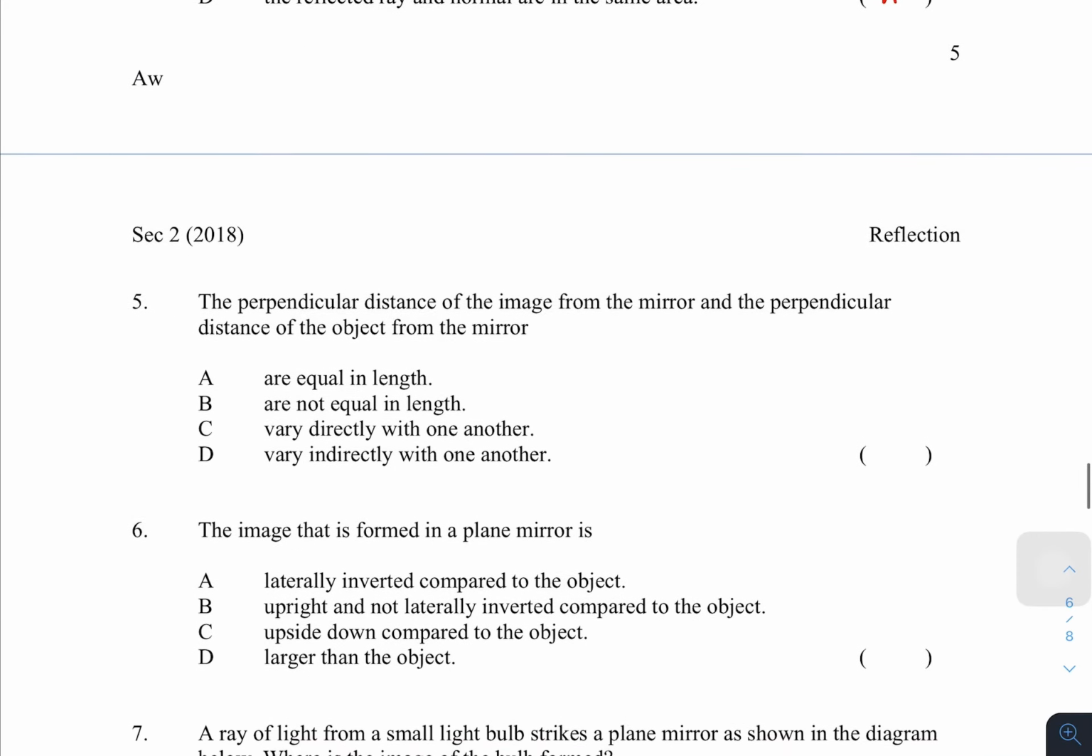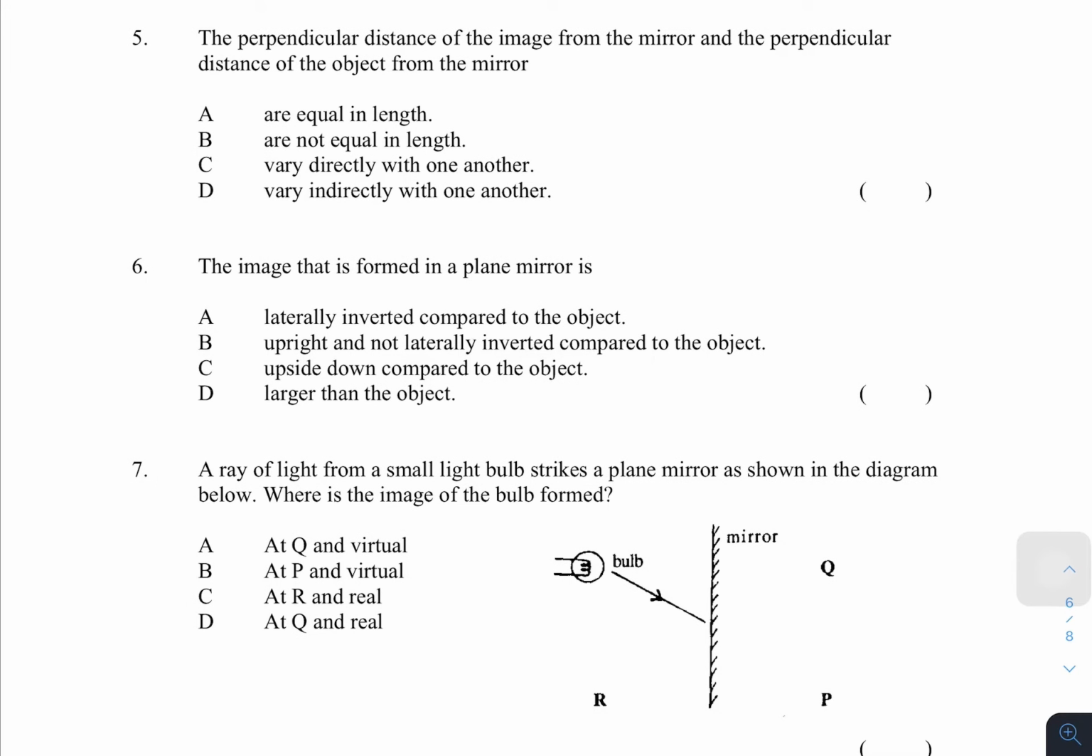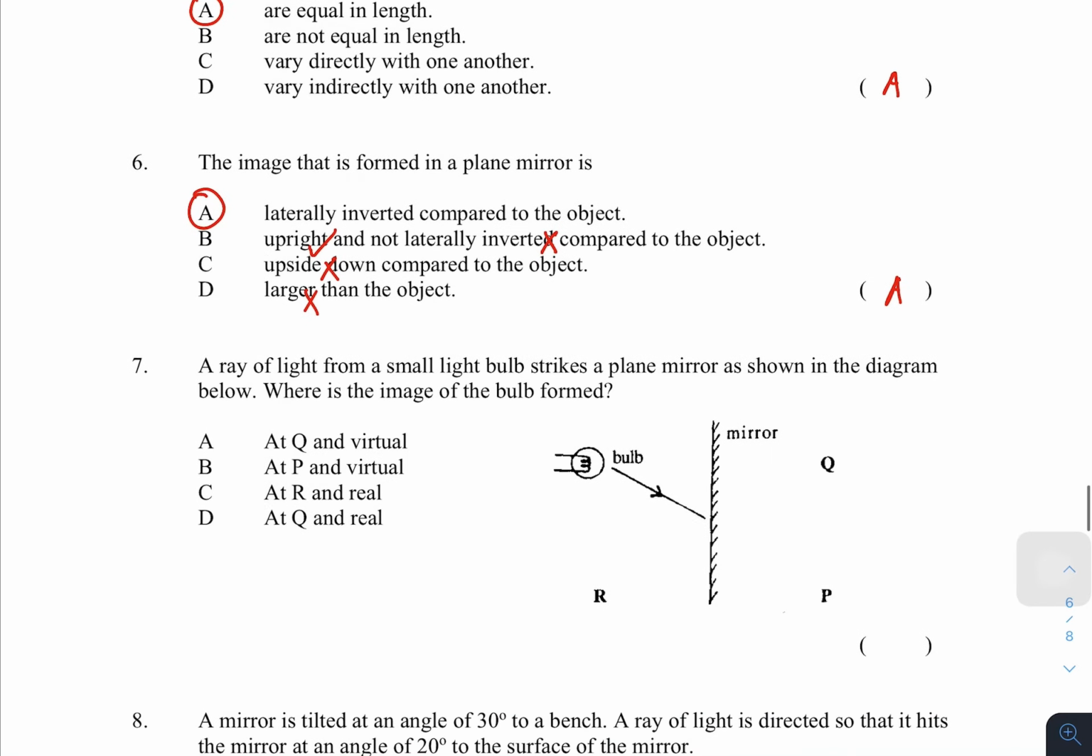Number 5. The perpendicular distance of the image from the mirror and the perpendicular distance of the object from the mirror, image from mirror, object from mirror, should be equal in length. Number 6. The image that is formed in the plane mirror is laterally inverted. Yes, correct. Answer is A. Now, it is upright. Yes. Not laterally inverted. No. Upside down, no. Larger than, no. So the answer here is just A.